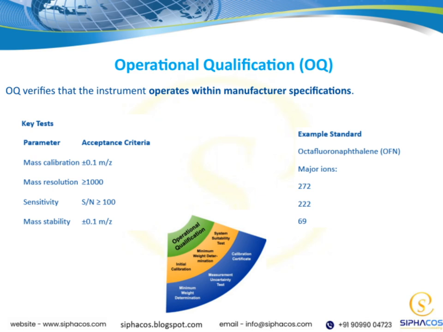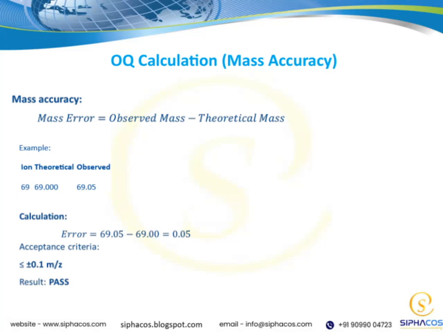This step helps us identify any deviations early on, so we can address them before moving forward. Remember, maintaining this standard is vital for the overall quality and accuracy of our processes. So, in the big picture, OQ is all about confirming that our tools are up to standard, supporting the integrity of our entire operation. Let's take a closer look at OQ calculation and its role in mass accuracy.